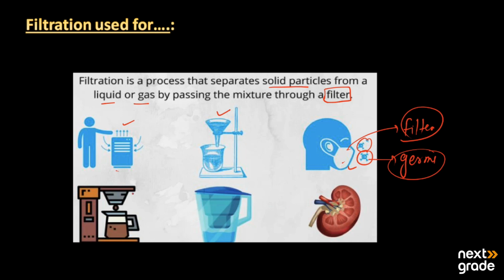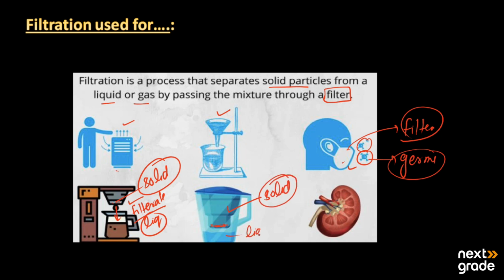Next, we have the preparation of coffee. It is also fitted with specific filters that allow only the filtrate, only the liquid, to pass through it, while the solid residue is left behind. Next, we have some strainers. These strainers also work as a filter to remove solid insoluble particles from the liquid.